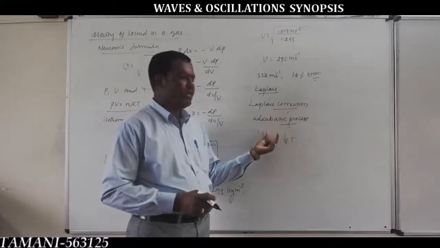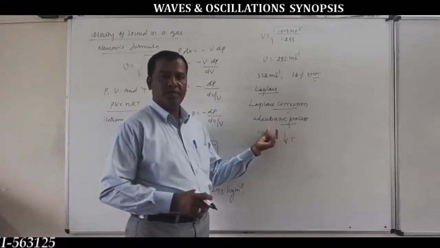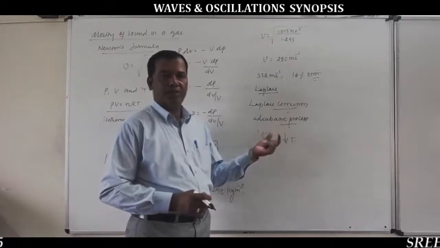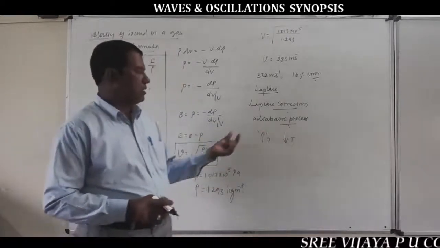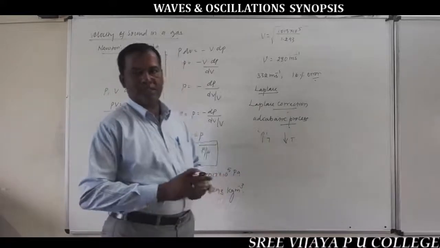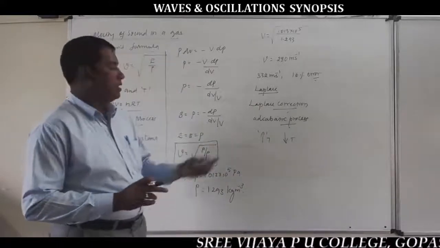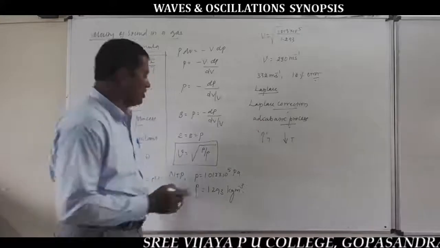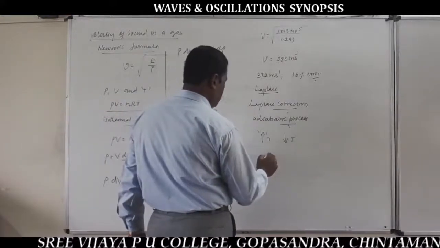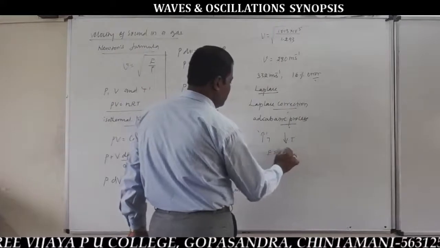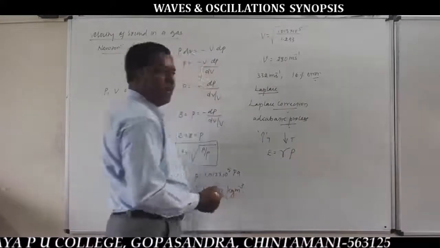In the sense, the temperature does not remain constant, and there is no time for equalization of temperature or heat. So in compressions and rarefactions, as a result, it is not an isothermal process, rather it is an adiabatic process. Therefore, Laplace has given a correction. So now, modulus of elasticity will be taken as gamma P.